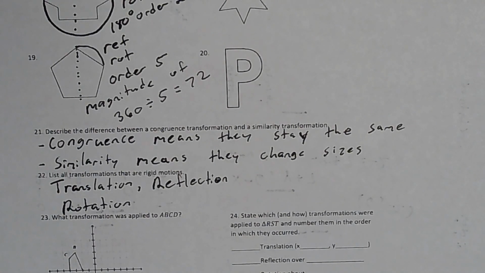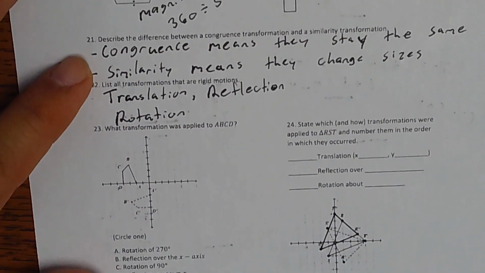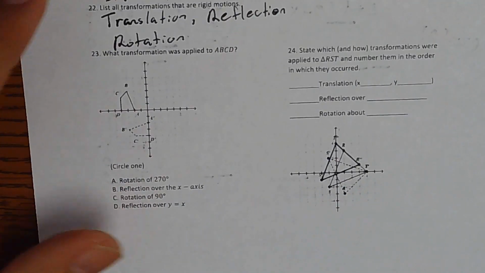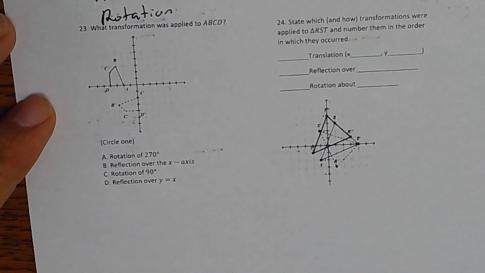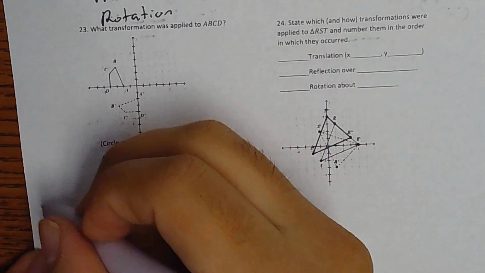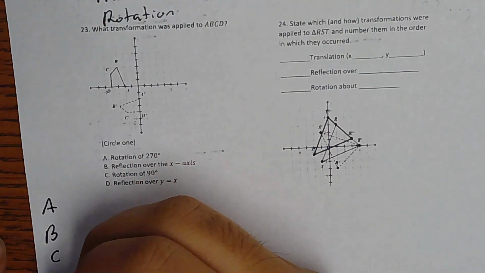Now for 23 and 24, it is almost impossible to read those points, so I'm going to give them to you. I'm going to scroll down a little bit. You should still be able to see, hopefully. Yeah. There we go. All right. So this one has points A, B, C, and D.